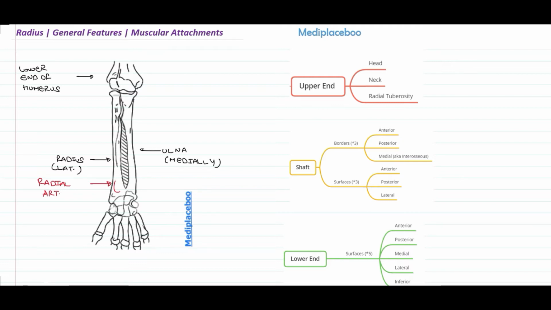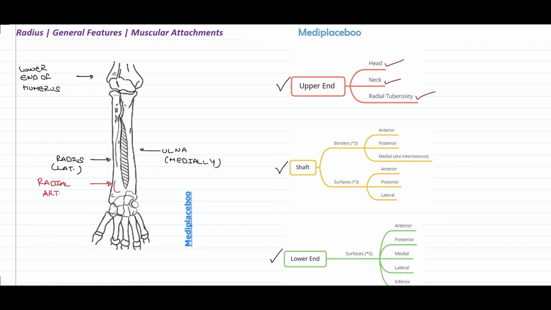Since the radius is a typical long bone, we have these three regions: the upper end, the shaft and the lower end. In the upper end, we would encounter the head, which is disc shaped. Next we have the constricted neck. Lastly we have the tuberosity. Since it is present on the radius, it is known as the radial tuberosity.